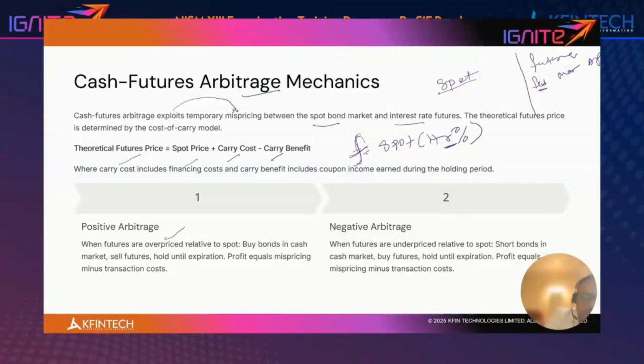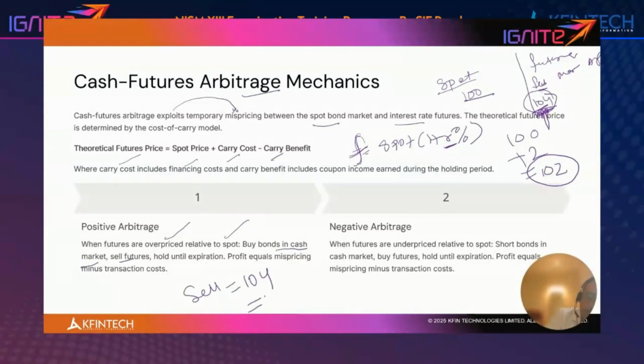When futures are overpriced relative to the spot, you buy the bonds in the cash market and sell the futures. If futures is overpriced, suppose spot is 100 and the cost to carry is 100 plus 2. So this is the total value, but the actual value in the future market is 104. It is overpriced, so you will sell at 104 and buy at 102. So you make a 2 rupees profit. So that is called positive arbitrage.